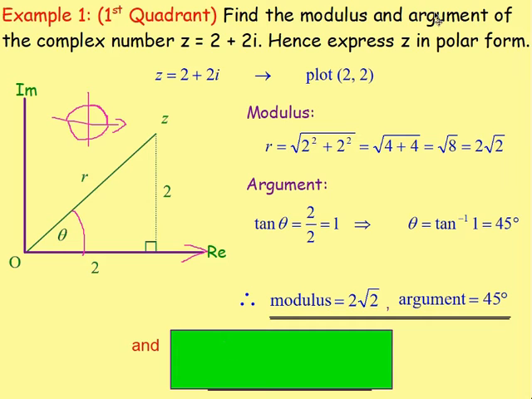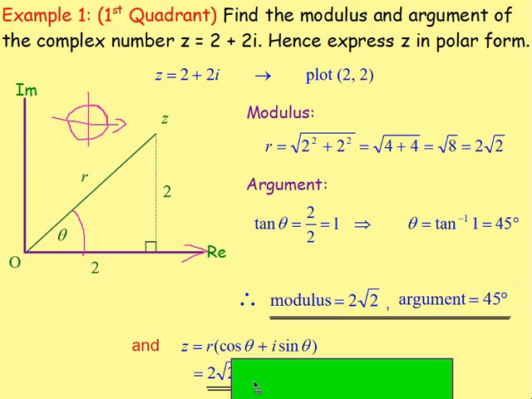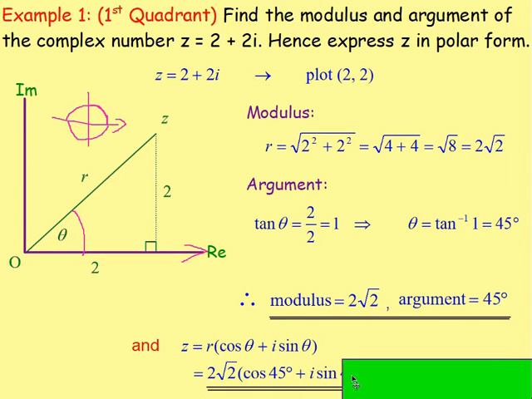Just remember, if you write that in polar form, which we are asked to do, z equals r bracket cos theta plus i sine theta. We can now replace r with our 2 root 2, so we'll say z equals 2 root 2 bracket cos theta, and theta worked out to be 45 degrees. That was the argument, so we'd have cos 45 plus i sine 45 degrees. And that would be your answer.